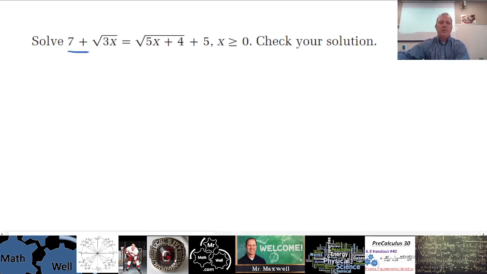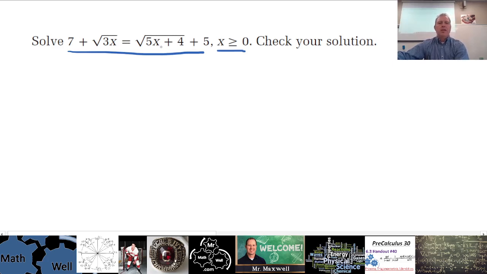So we want to solve this equation knowing that x is greater than 0. Okay, so it tells us x is greater than 0, so we know our restrictions. X is greater than 0, which will make sure that the values underneath here will both be positive.